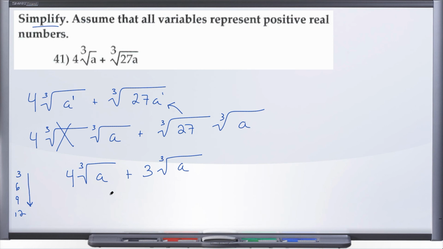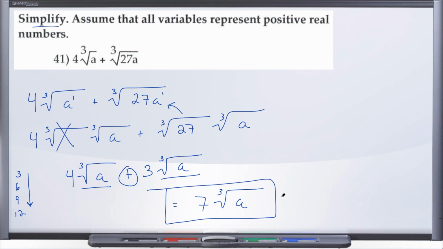So now we've got ourselves something that is going to combine nicely, right? Because we have now the exact same radicals, the cube root of a, cube root of a. And when we have identical radicals like that, these are now considered to be like terms, and we can go ahead and add them. So what is 4 plus 3? Well, that gives us 7, and then we simply rewrite that radical. And so our final answer then is going to be 7 cube root a.